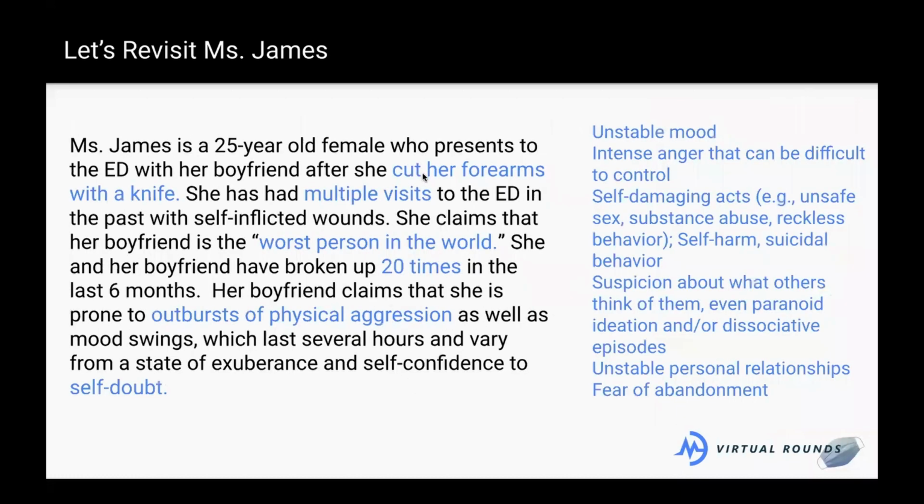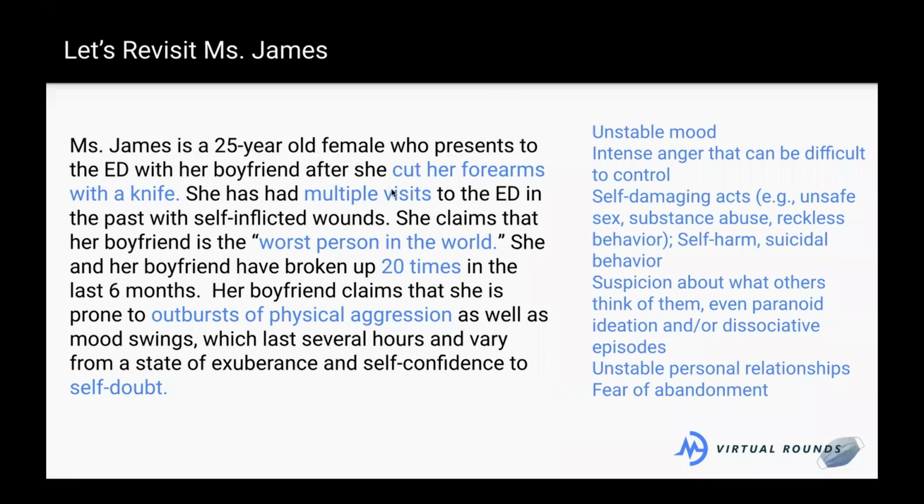So these are the things that I picked out. So I said she cut her forearms with a knife. I wish I had put here superficial cuts because I think that's important, versus people who are truly attempting suicide, who will usually make much deeper cuts, or they'll attempt suicide in a different way. Oftentimes these borderline patients will come in with almost scratches on the arm, where you can tell it wasn't a true suicide attempt. It was more of a dramatic attention seeking type thing.